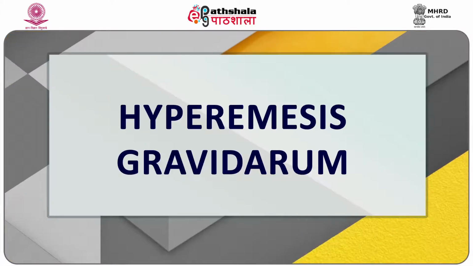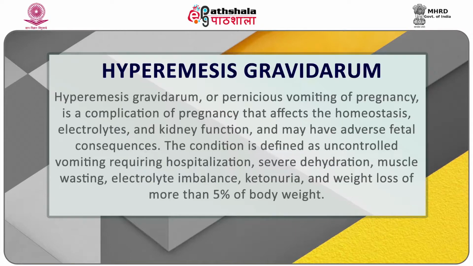Coming to the second complication, that of hyperemesis gravidarum. Hyperemesis gravidarum or pernicious vomiting during pregnancy is a complication of pregnancy that affects the homeostasis, the electrolytes and also the kidney function, and this would have an adverse effect on the fetal consequences.